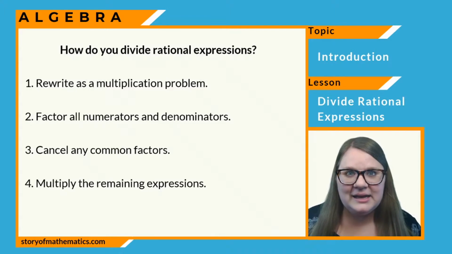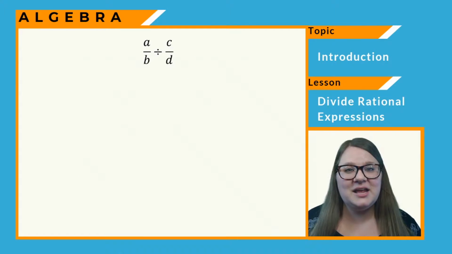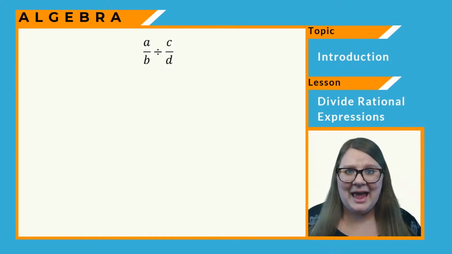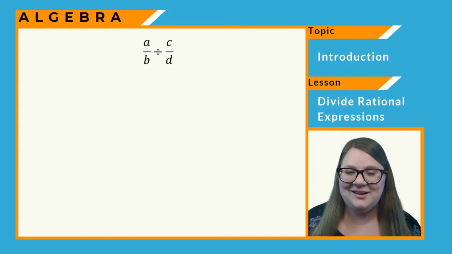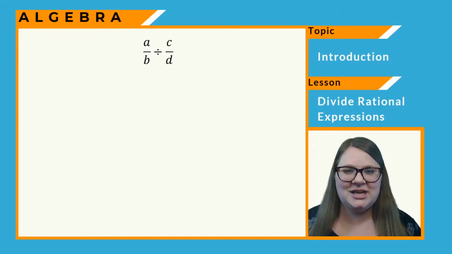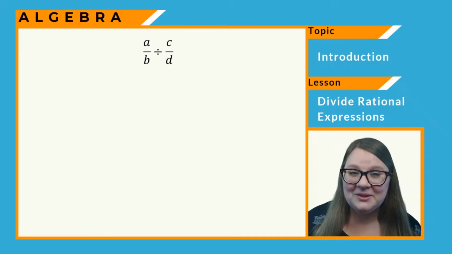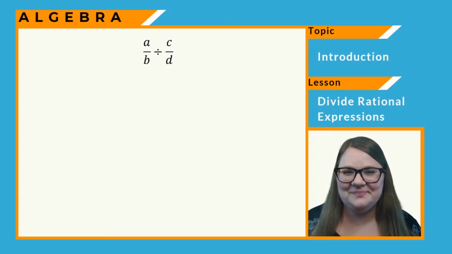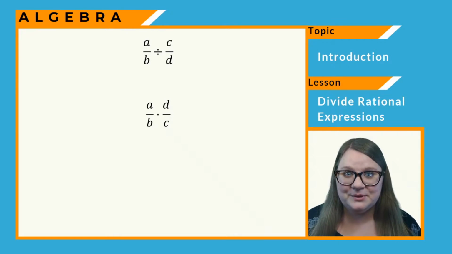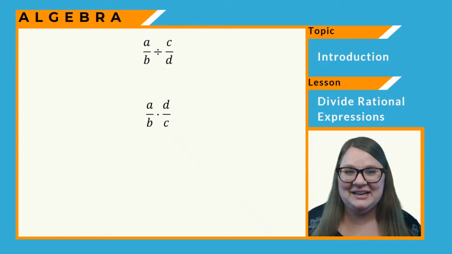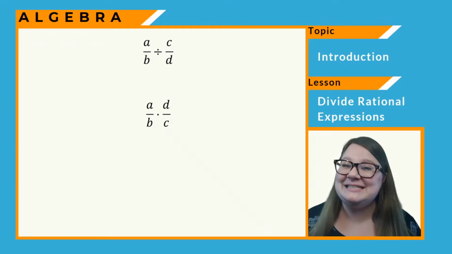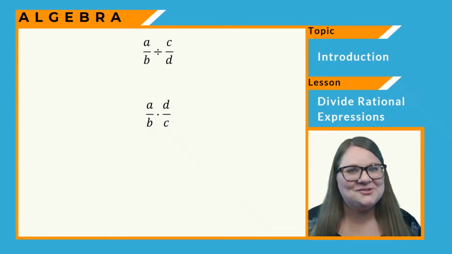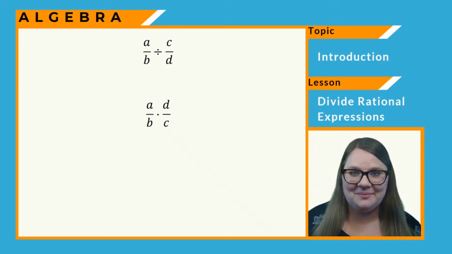Now, one of the key parts here is understanding how to rewrite it as a multiplication problem in the first place. So let's say you have the division problem a over b divided by c over d. What we're going to do is called keep, change, flip. You're going to keep the first fraction, change to multiplication, and flip the second fraction. So you'll notice that when I rewrite this as a multiplication problem, I've kept a over b, I've changed to multiply, and I have flipped c over d, so now it is d over c. From there, I can treat it like a traditional multiplication problem.